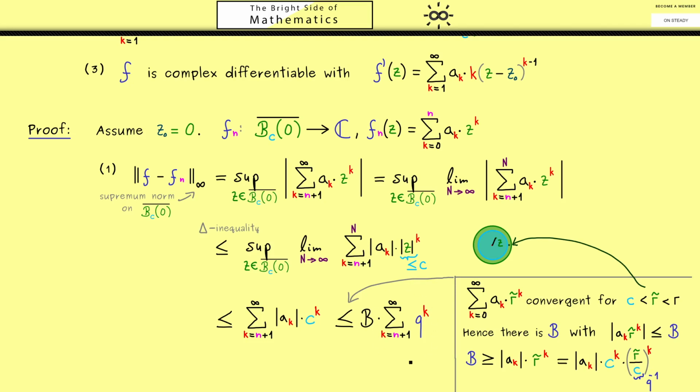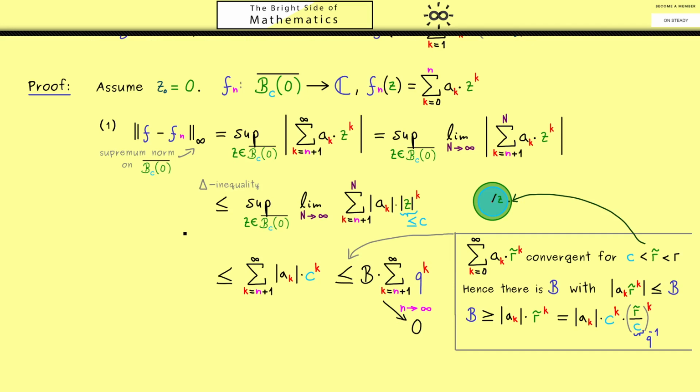And there you should see, this is just a very nice geometric series, which is of course convergent because q is less than 1. This means when we send the lower index n to infinity, this whole thing goes to 0. And exactly this is what we wanted, because it means all the terms here are 0 in the limit. Hence, the supremum norm goes to 0 and we have the uniform convergence. Okay, there we have it. The first part is proven.